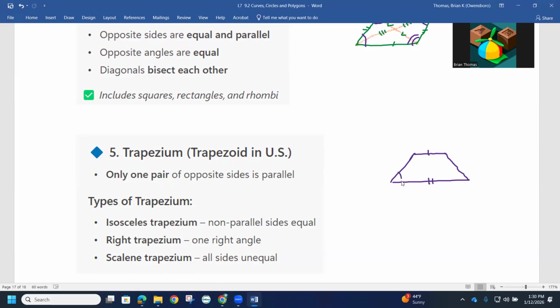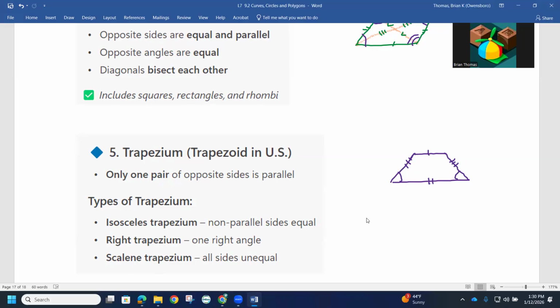Now, if these base angles are the same, then what's going to hold true is this side here and this side here would be equal. So this would create what we call an isosceles trapezoid. So notice how these are the non-parallel sides. Notice how they're going to be equal. That's going to be an isosceles trapezoid.